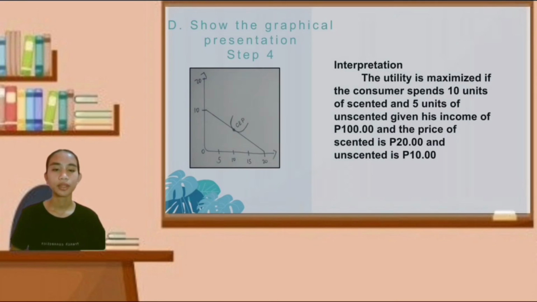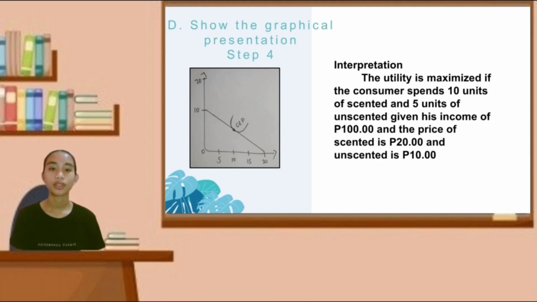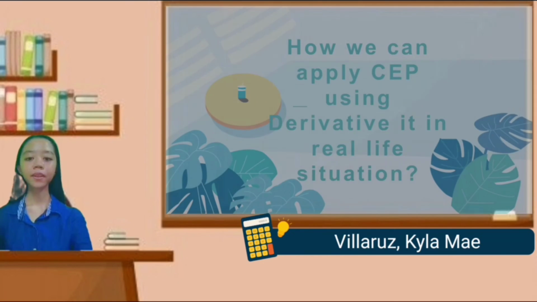So the last step, step 4, show the graphical presentation. As you can see on the monitor, the utility is maximized if the consumer spends 10 units of scented and 5 units of unscented given his income of 100, where the price of scented is 20 and unscented is 10.